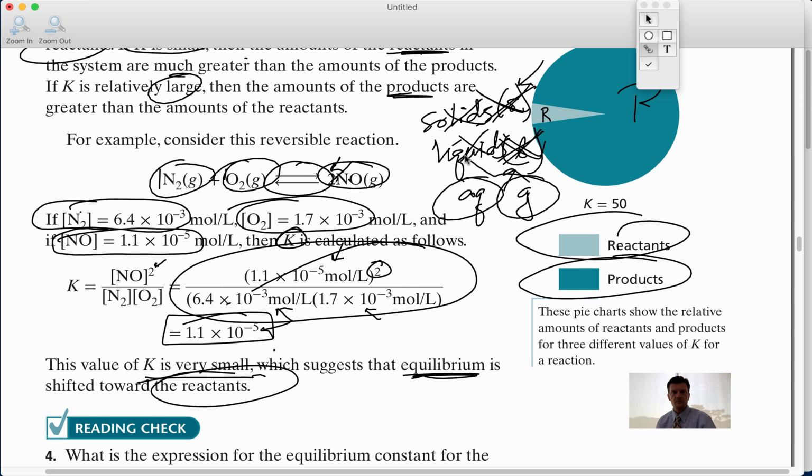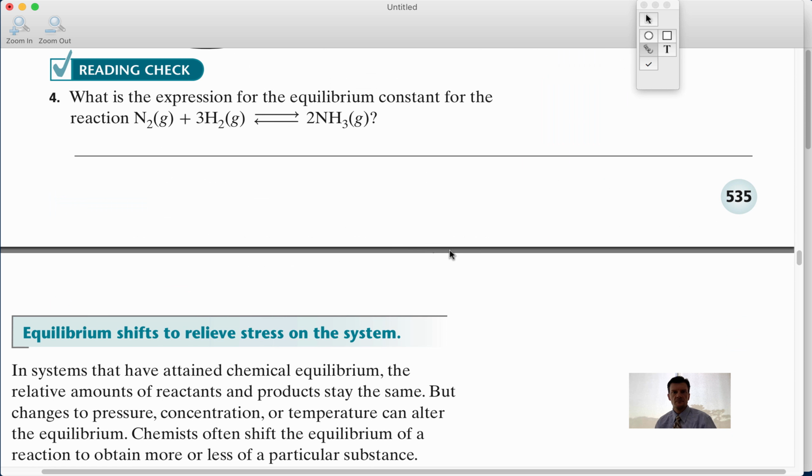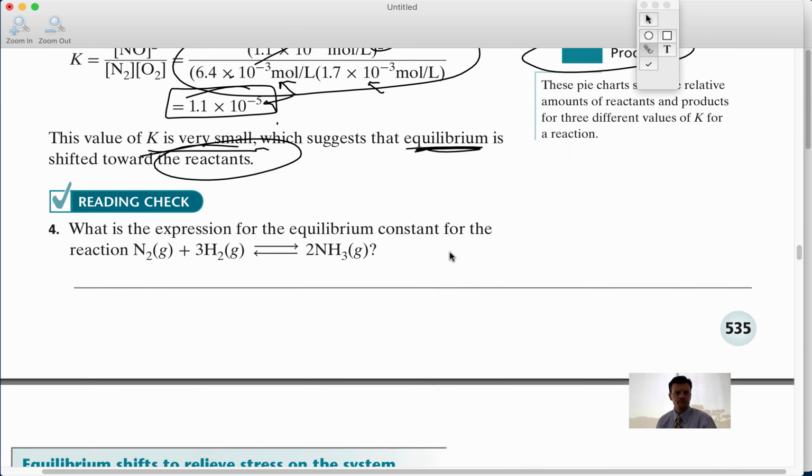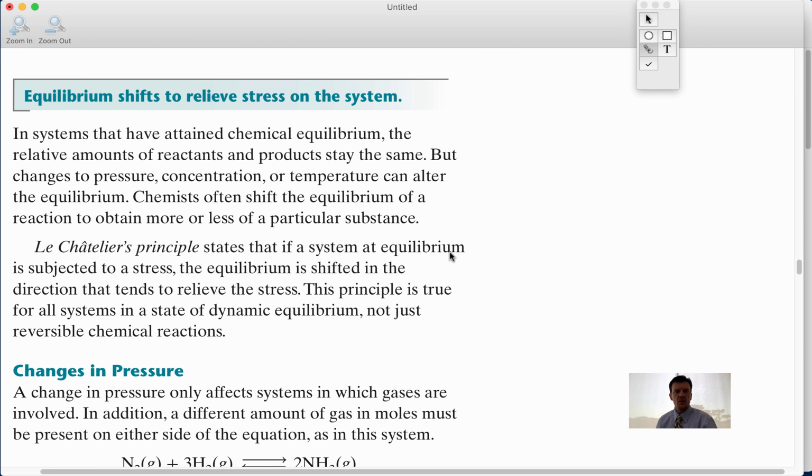Okay, let's look at what happens if, once you've reached equilibrium, you mess with the reversible reaction. That is called applying a stress. There are different stresses that we can apply to a system after it's reached equilibrium. Once it has attained equilibrium, the concentrations of the reactants and the products will stay the same unless you start to mess with it. If you start to mess with it, then it's going to shift to try to get back to an equilibrium position.